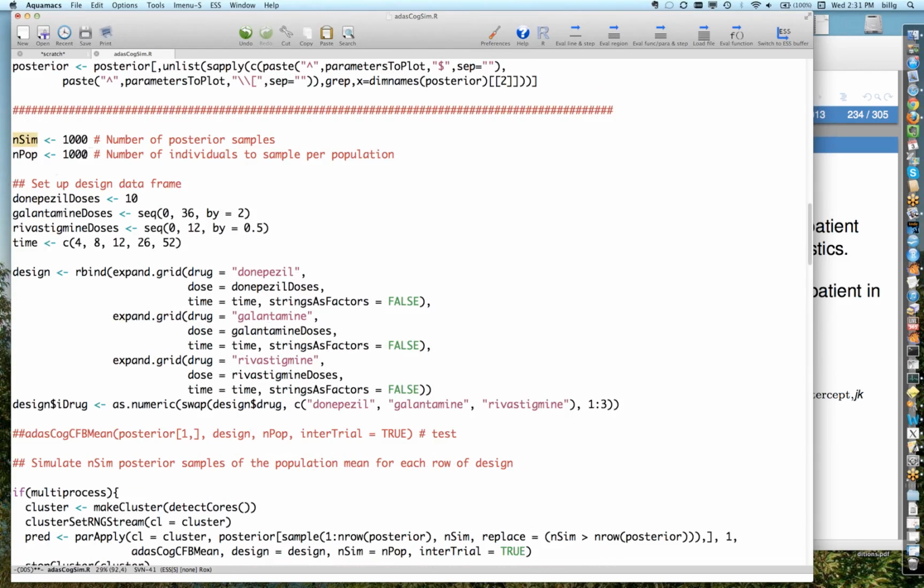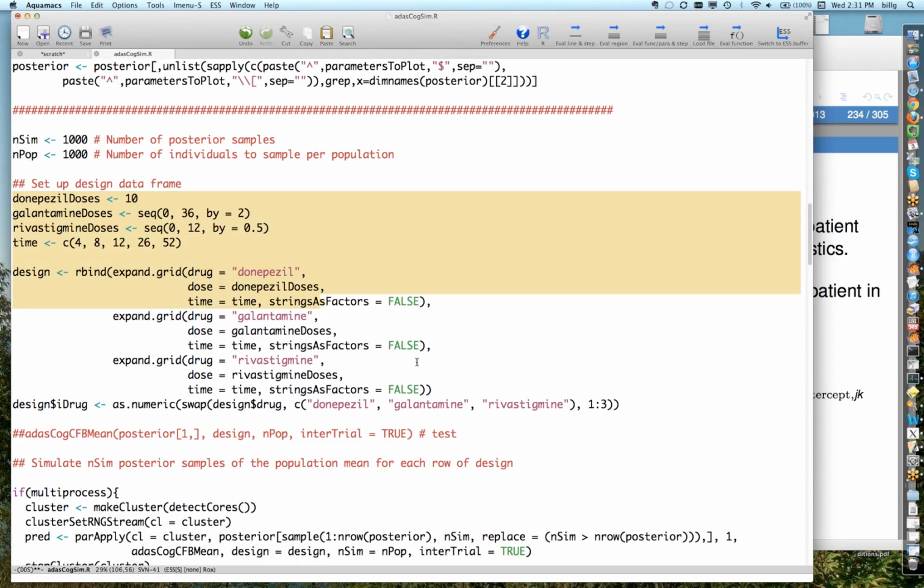Okay, so now we get into actually doing the simulations. Right here, I've got two n's. I happen to make them the same, but there's no reason why they have to be the same. The n sim is the number of posterior samples we're actually going to use to do our simulation. And this n pop is the number of individuals to sample per population. This n pop is going to play the same role as n sim did in the function I just described. So I probably should have used a different name up there too, so that they didn't get confused.